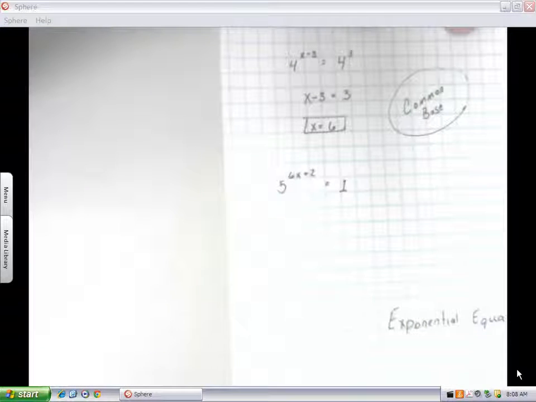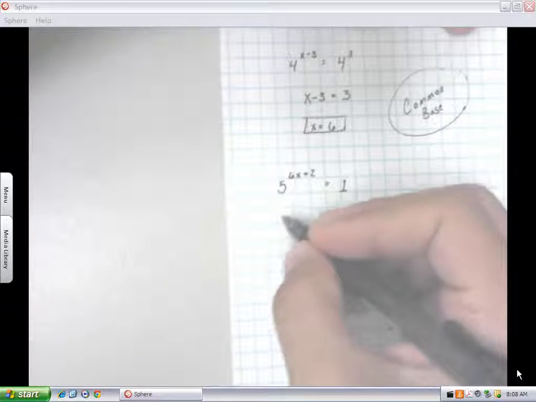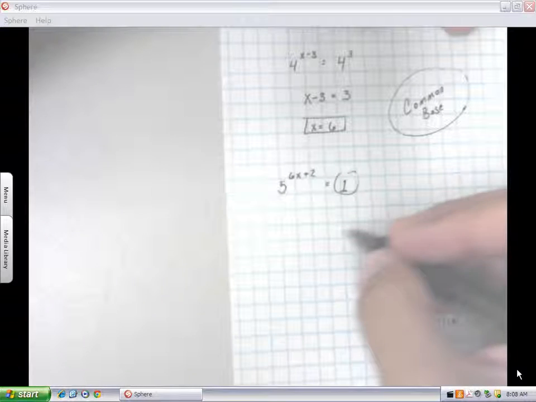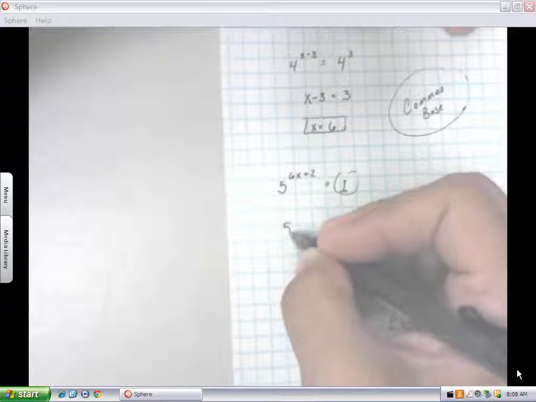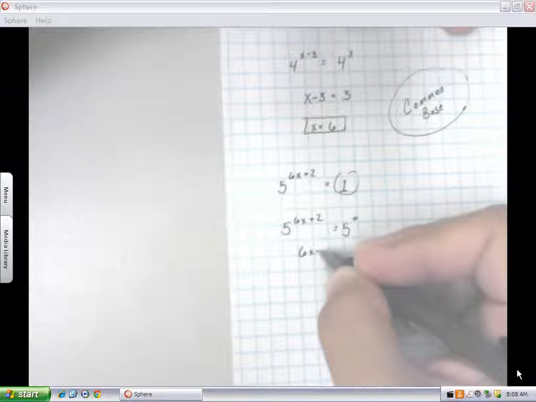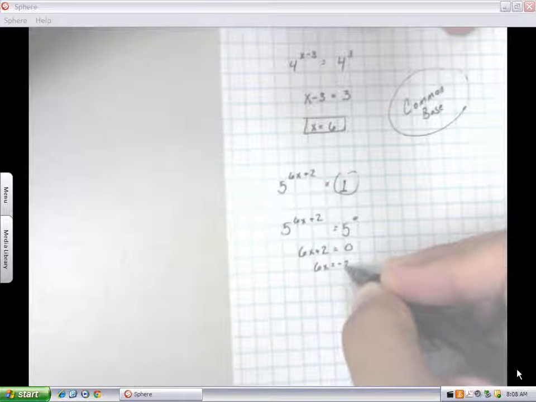Okay, now with 5 to the 6x plus 2 equals 1. Similar idea here. That 1 is tricky unless I remember that anything to the 0 power is 1. So I can rewrite that as 5 to the 0 power. And now I have 6x plus 2 equals 0, 6x equals negative 2, and x equals negative 1 over 3.